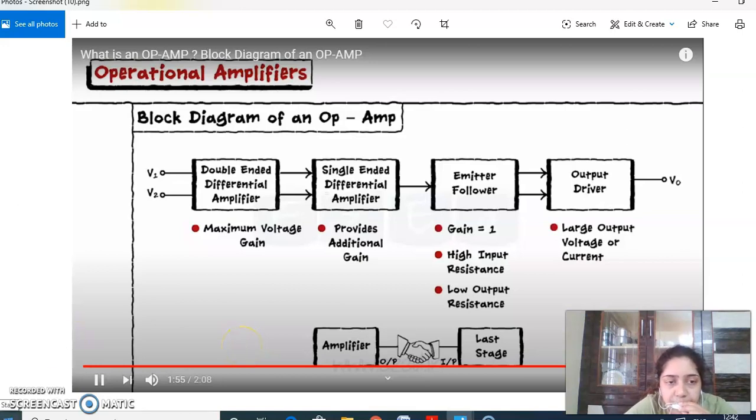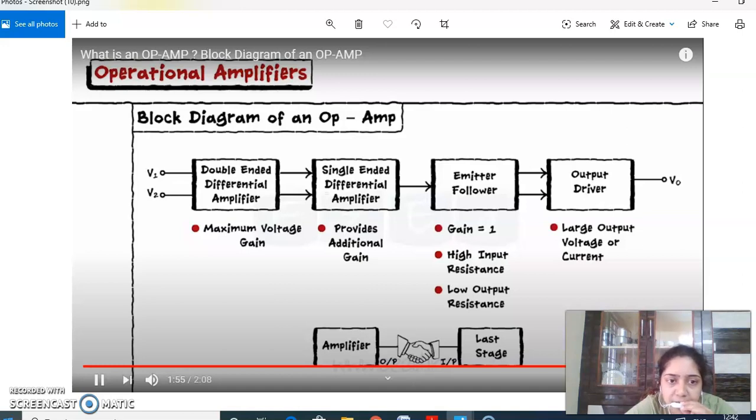Here is the first topic from the first unit, that is the block diagram of an op-amp. In the block diagram of an op-amp, in total we have 4 blocks. The first one is the double-ended differential amplifier.